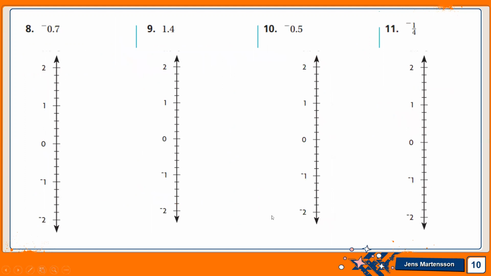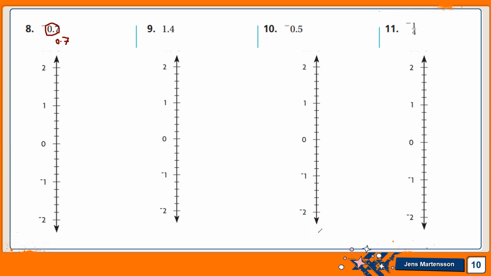Now number 8, negative 0.7. Yes, Malak, where's negative 0.7? Between which two numbers? First of all, if you don't know, what do you have to do, Malak? Look at 0.7 without the negative sign. It's between 0 and 1. Right. So the opposite, it's between 0 and negative 1.